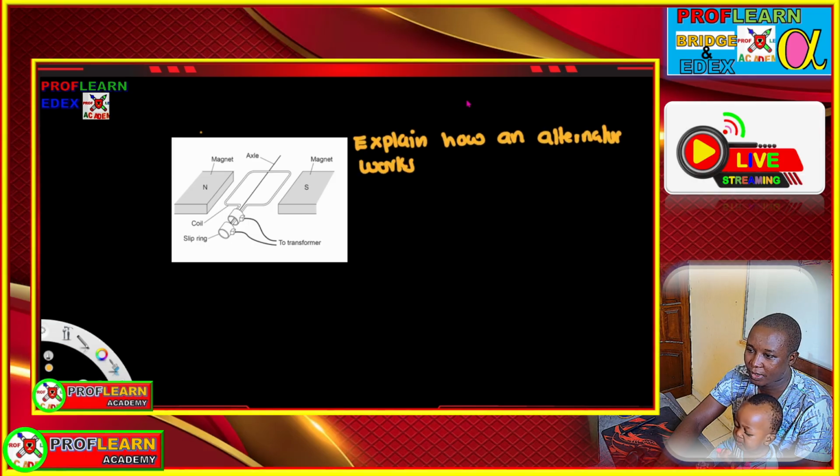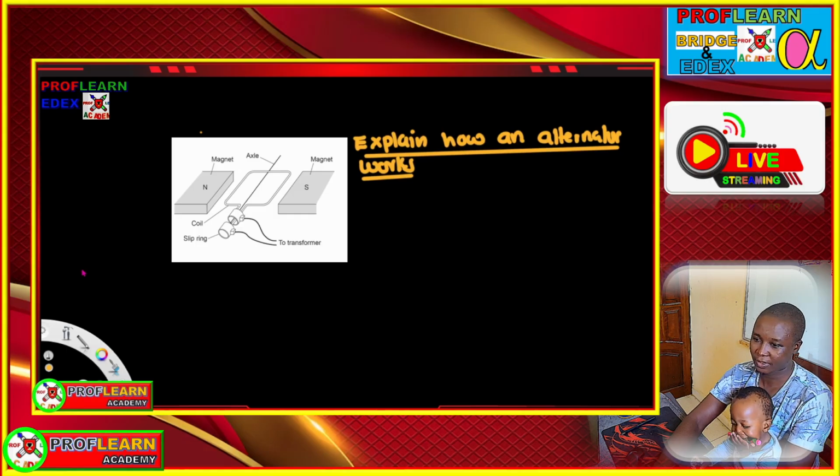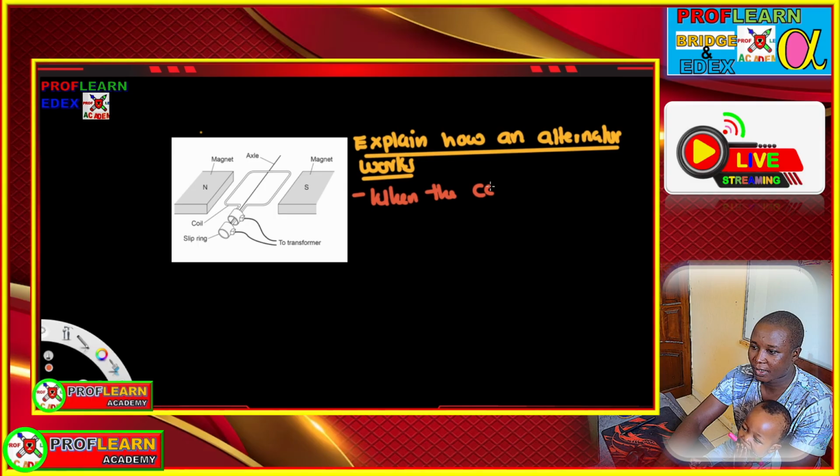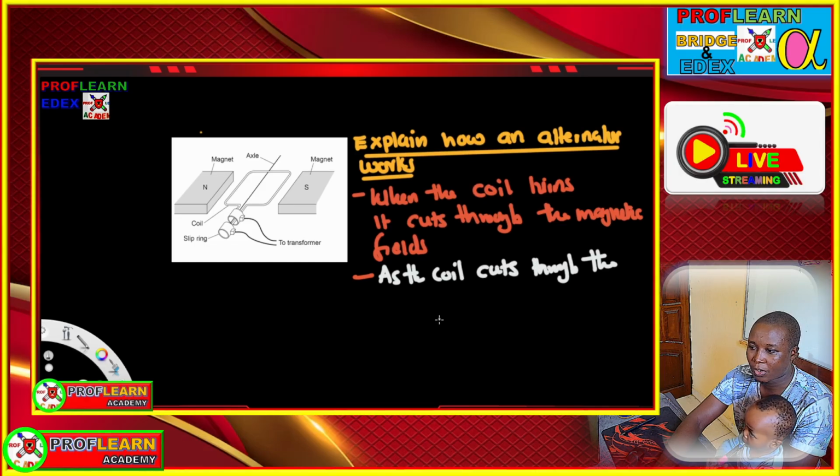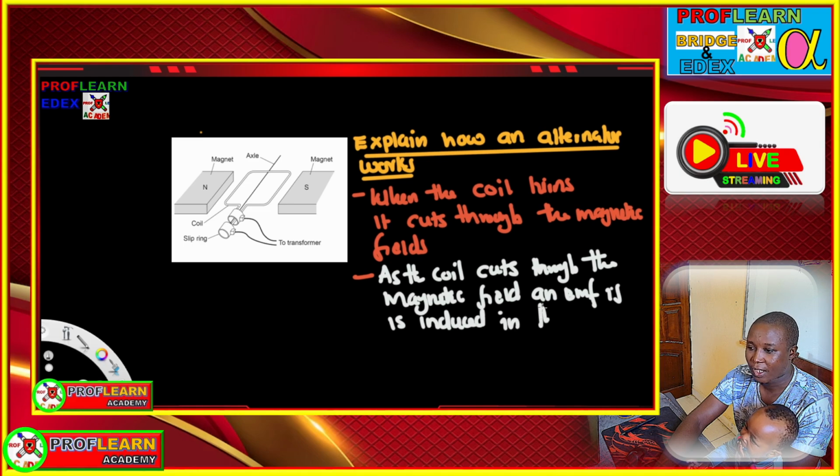How does an alternator work? The key concept at this point is to understand that when the coil turns, it will cut through the magnetic field, because the alternator is used to generate electric current. So when the coil turns, it cuts through the magnetic fields, and as the coil cuts through, an induced current is created in the conductor.